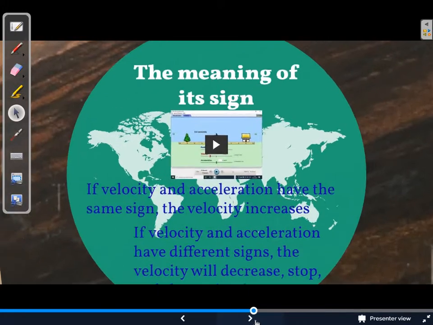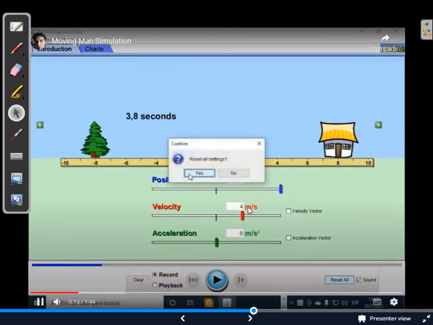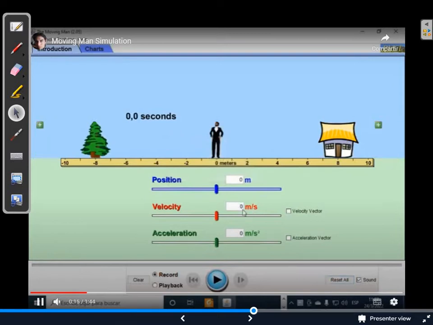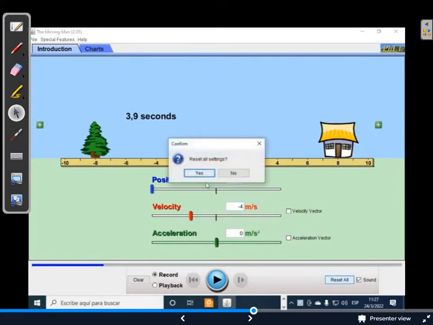Well, I'll explain that with this simulation. And well, let's start working with velocity, setting a positive velocity, not working with acceleration. And as you can see, the man moves to the right because the velocity is positive. If I set a negative velocity, the guy will move to the left. Now let's make things a little bit more complicated. Remember, the unit of the velocity is meters per second.